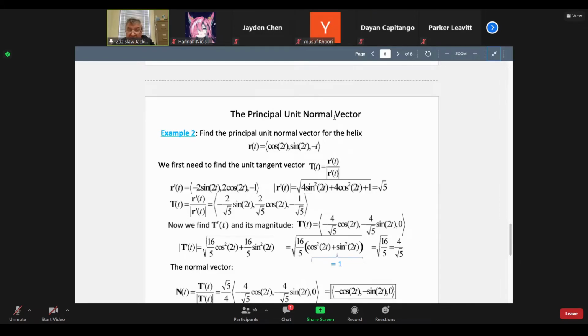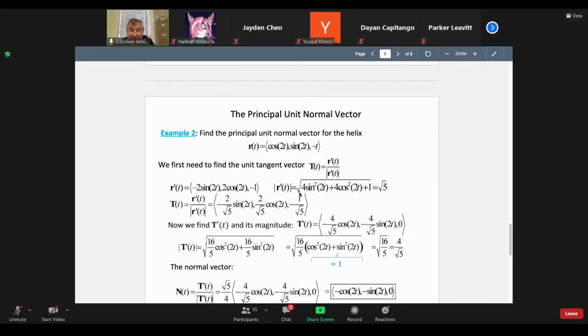Of course, you have to start first with the unit tangent vector. You remember, r prime of t is the tangent vector, and for the unit tangent vector you have to divide by the magnitude. Now computations, of course. If r of t is here, what is r prime of t? R prime of t is minus 2 sine 2t, 2 cosine 2t, and minus 1. Clearly, that's the derivative. Well, you need the magnitude of the derivative.